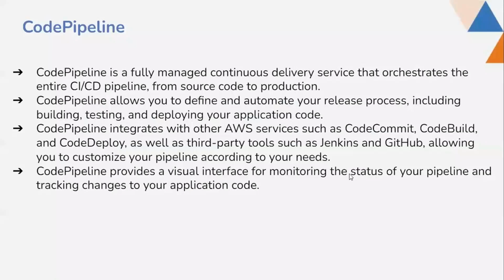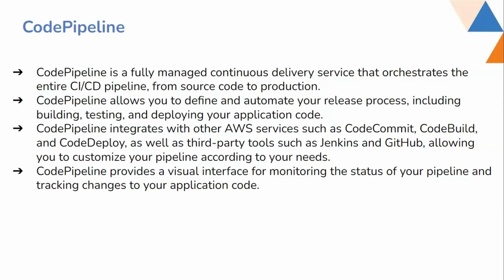So next one is CodePipeline. CodePipeline is a fully managed continuous delivery service that orchestrates the entire CI/CD pipeline from source code to production. So with the help of CodePipeline, we can automate this process from CodeCommit till deploying it on the server. If any developer pushes any changes to CodeCommit, it will directly trigger CodePipeline, and CodePipeline will create an automated process and deploy it on the server. So there is no need to deploy everything manually on the server every time. This process will be automated.